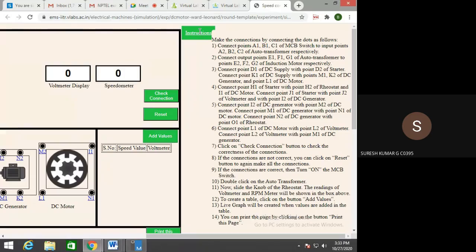So first one, connect points A1, B1, C1 of the MCB to the input of the auto transformer A2, B2, and C2. Connect output points E1, F1, G1 of the auto transformer to E2, F2, G2. And third is connect point D1 of the DC supply to the point D2 of the starter.